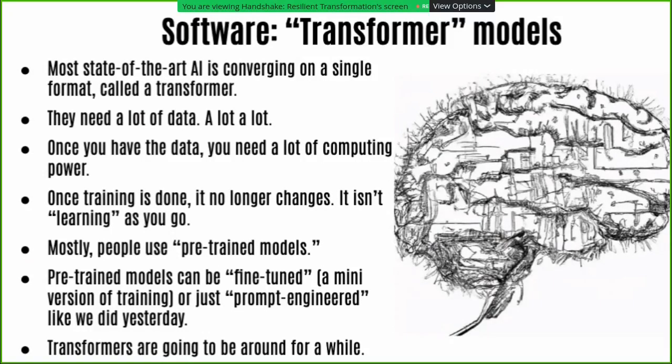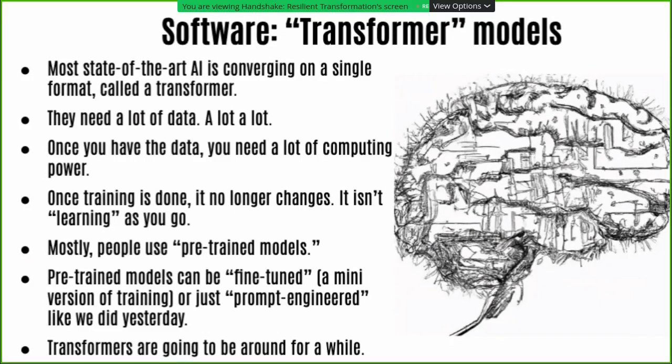Once you have the data, you need a lot of computing power. Once the training is finished, it no longer changes. It is not learning as you go. ChatGPT nor any other transformer model is learning as you use it. Period. It is not possible right now. This falls into a type of machine learning called continuous learning, which is possible and does work on much narrower use cases like sales forecasting or things like that. But it is not possible with these big generalized models.